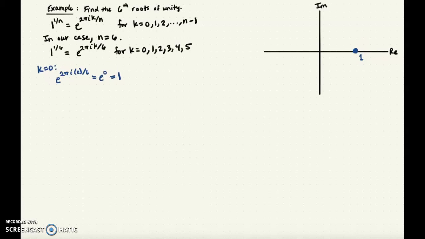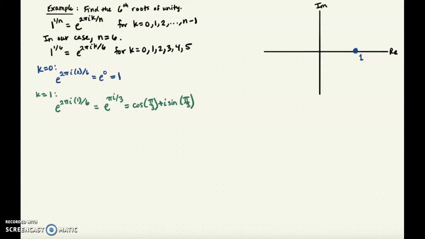Okay, so next we're going to go on to k equals 1. So for k equals 1, we have e to the 2 pi i times 1, because that's k, over 6, which is n in this case. All right. If I simplify that exponent, I'll get e to the pi i over 3. If I plug this into Euler's formula, this would give me cosine pi over 3 plus i times sine of pi over 3. And I just do that so that I can have a sense of where this is going to be in the complex plane.